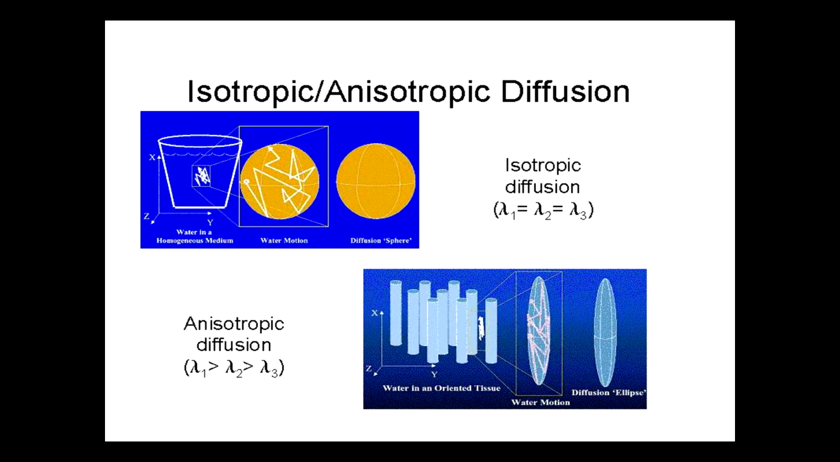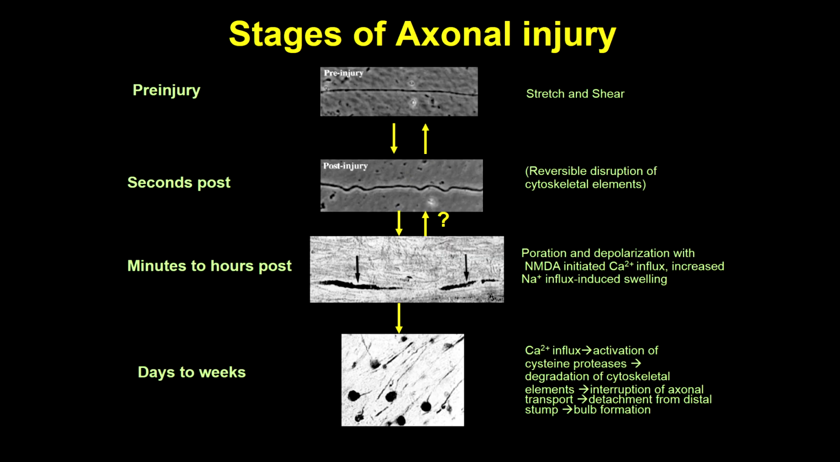For instance, water in this glass is largely isotropic, meaning that the water flow, the protons, and the water molecules are free to diffuse in any direction. In comparison to a tube or a vesicle that's much longer than it is wide, in which case the water flow tends to be directional or polarized, and we call this anisotropic diffusion.